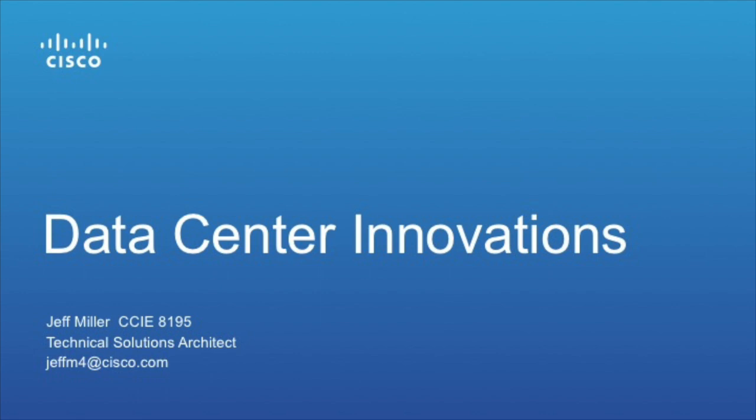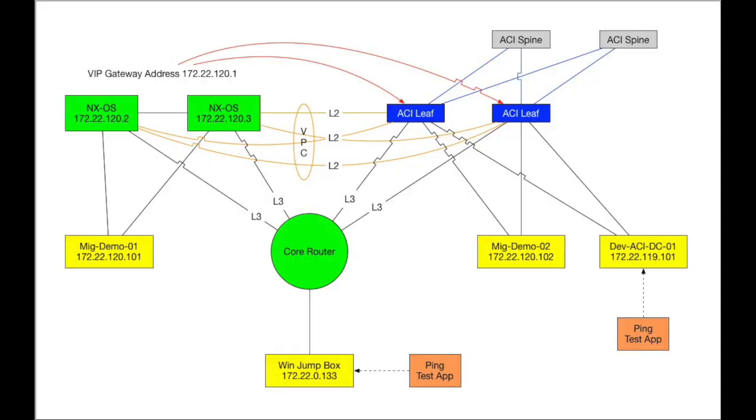Here's a diagram I put together of my lab scenario. On the left-hand side, we've got our Nexus switches, two switches running in NX-OS mode. The gateway is hosted on these switches, and the gateway address is 172.22.120.1. This is an HSRP address. We're going to be shutting down the VLAN interfaces, which will ultimately shut down the HSRP address, and then migrating and bringing those up in the ACI fabric.